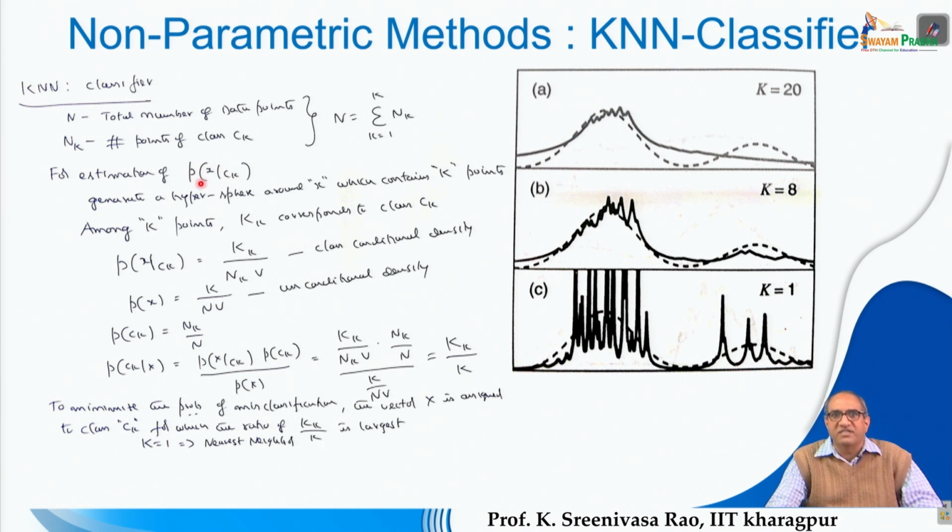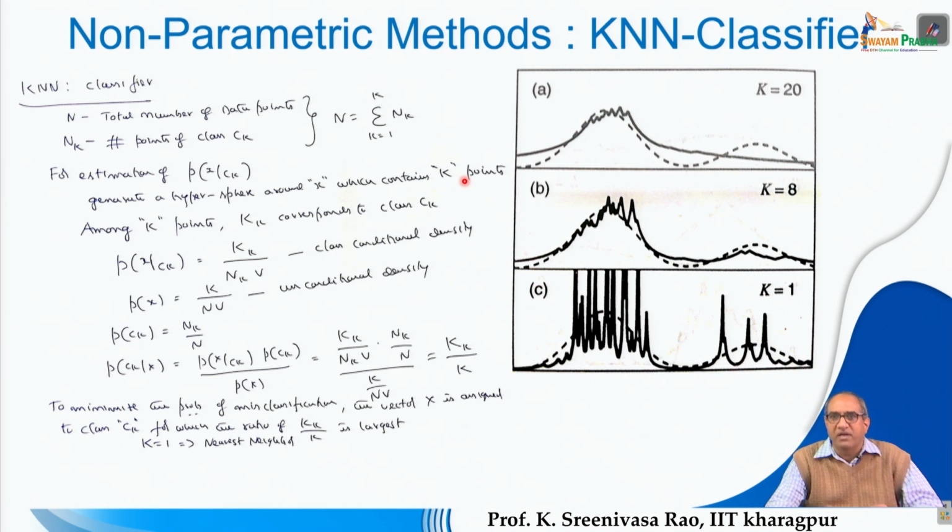In the case of k nearest neighbor, we will see how we estimate the probability of x given ck, or first of all how we estimate the posterior probability. Once you have estimated the posterior probability for every class, we can perform the classification. Since it is a non-parametric method, we generate a hypersphere around each data point, such that k data points fall within the volume. That is the k nearest neighbor concept where the density is estimated.